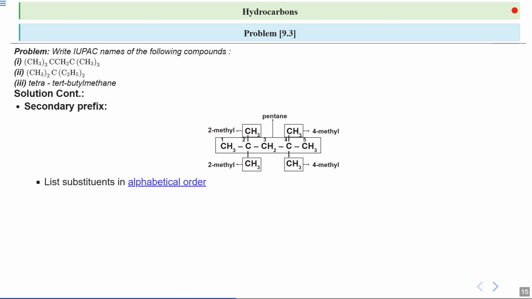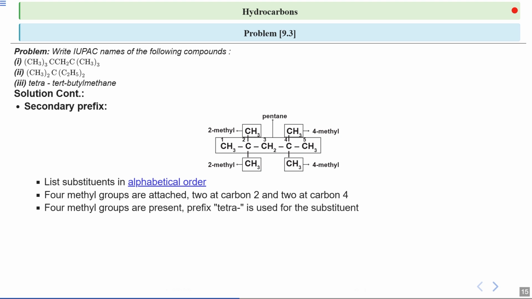Next, we will write the secondary prefix. What will it be? Due to 4 methyl groups, we will use the prefix tetra along with the secondary prefix. This will give us our secondary prefix as 2, 2, 4, 4 dash tetramethyl. So for 4 different substituents, we have 4 different positions, and we have tetra for 4 methyls. Now it reflects the position as well as the number of methyl groups on the carbon chain.